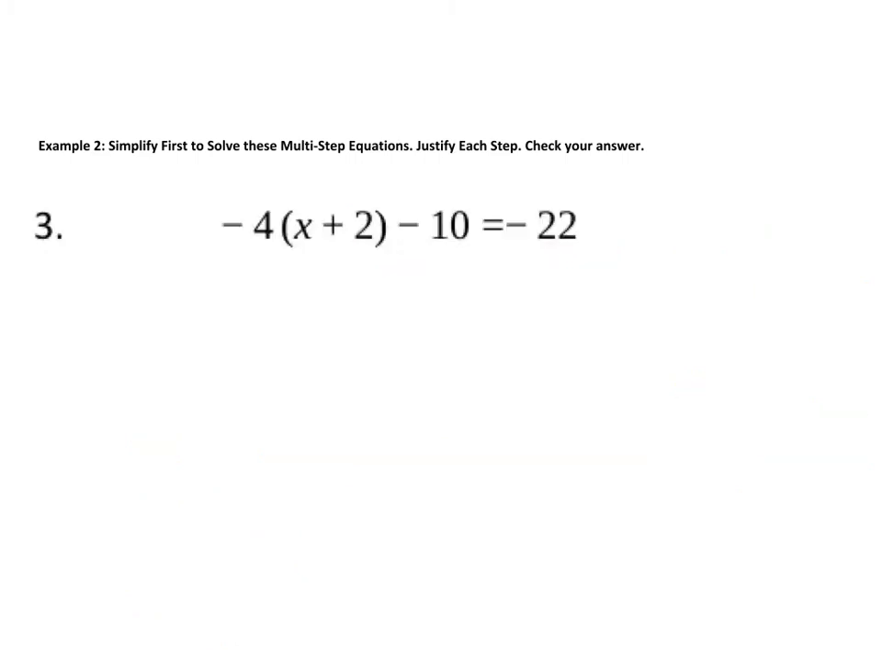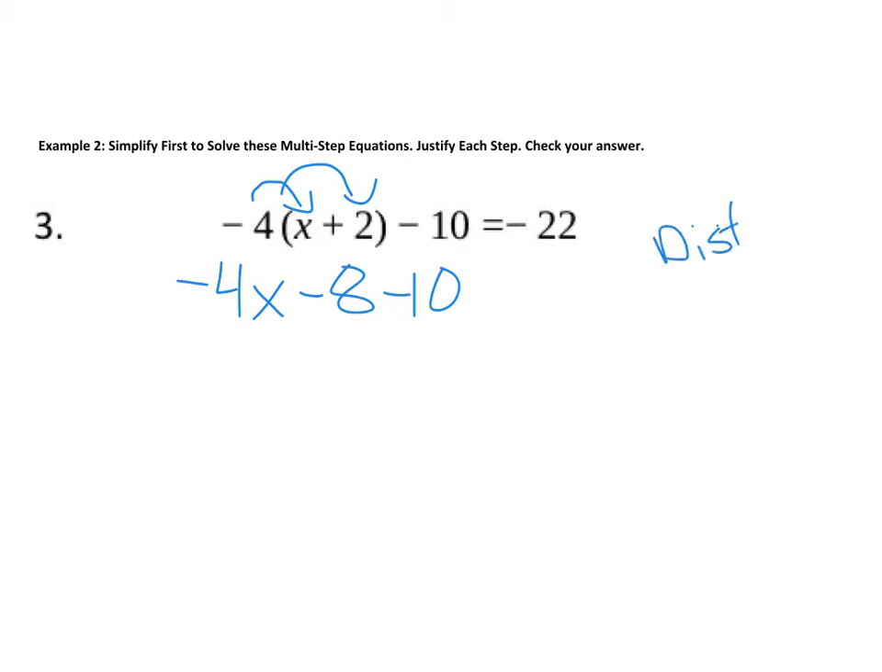Looking at example 3, this is the first one where we have a lot going on on one side of the equation. So this is going to be a prime opportunity to make sure we simplify. When we simplify, the first thing we see here is the distributive property, where we can distribute that negative 4 times x, negative 4 times 2 would be negative 8, negative 10. So that first step there is your distributive property.